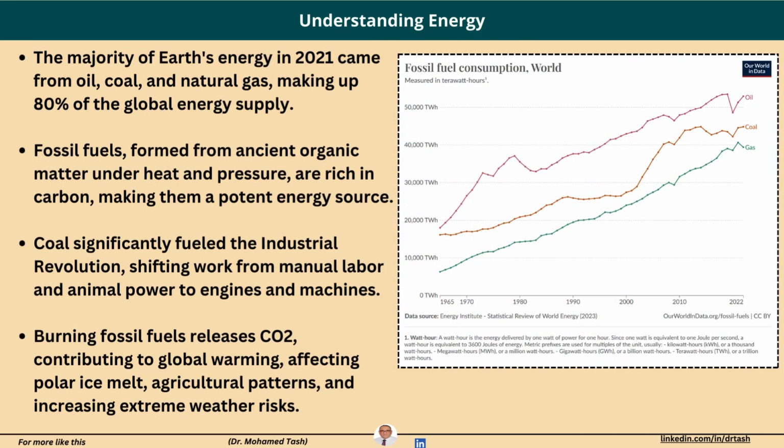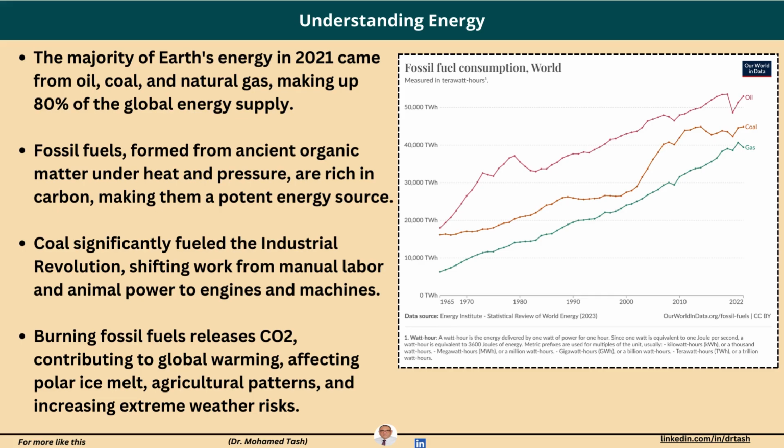The majority of Earth's energy consumption is derived from the three primary fossil fuels: oil, coal, and natural gas, which combine to provide 80% of the global energy supply in 2021. These fossil fuels originate from the decomposed remains of ancient plants and animals. Over millions of years, these remains were compressed under layers of Earth, transforming into coal, oil, and natural gas due to intense heat and pressure. Fossil fuels are rich in carbon, an element naturally found in the environment, making them a potent source of energy.